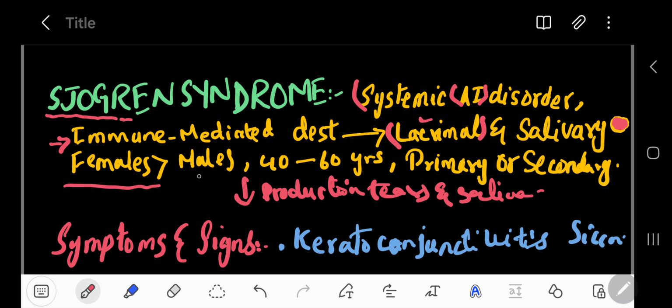Females are affected more as compared to the males, and the age in which this disease mostly starts is 40 to 60 years of age. It may be primary, that is, it is the only disease you are suffering from, or secondary, along with some other diseases like rheumatoid arthritis, Hashimoto's thyroiditis, etc.